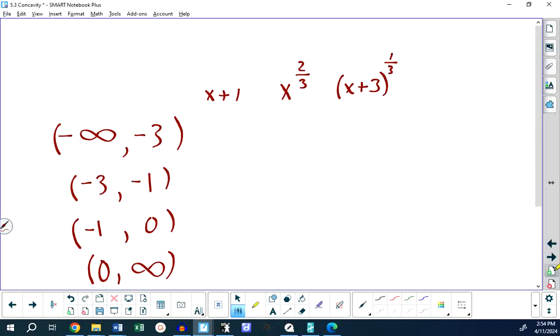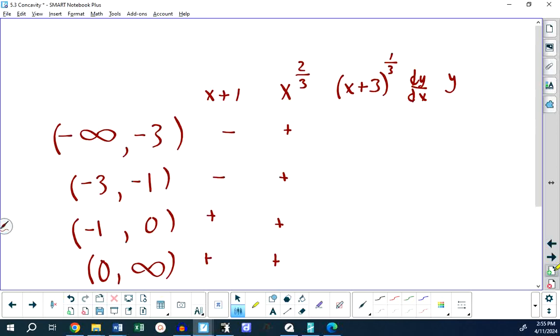Okay. So then dy dx and y. x plus 1 will be negative until it crosses the threshold at negative 1, where it becomes positive. This will always be positive because the exponent is even. x to the 2/3 means you have to square something at some point. You either square x, then take the cube root, or you take the cube root, then square it. You're going to get positive.